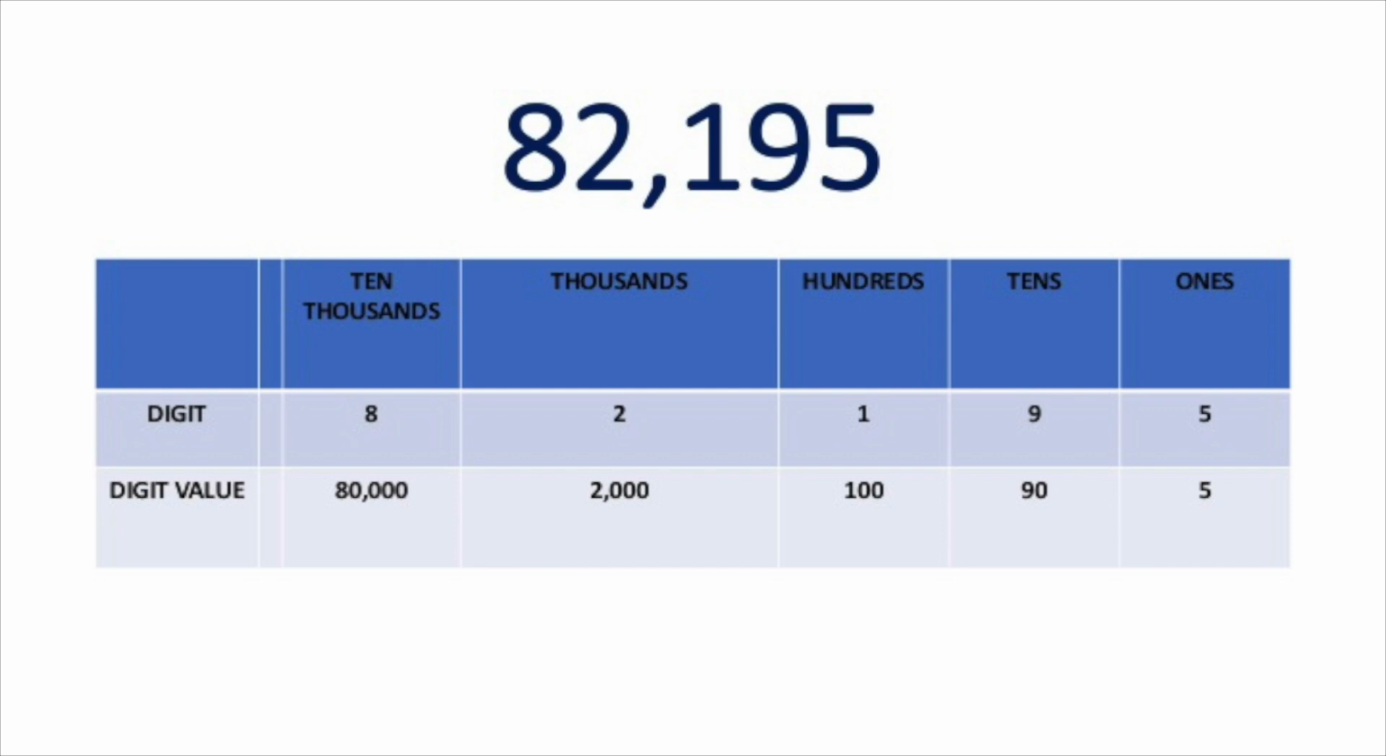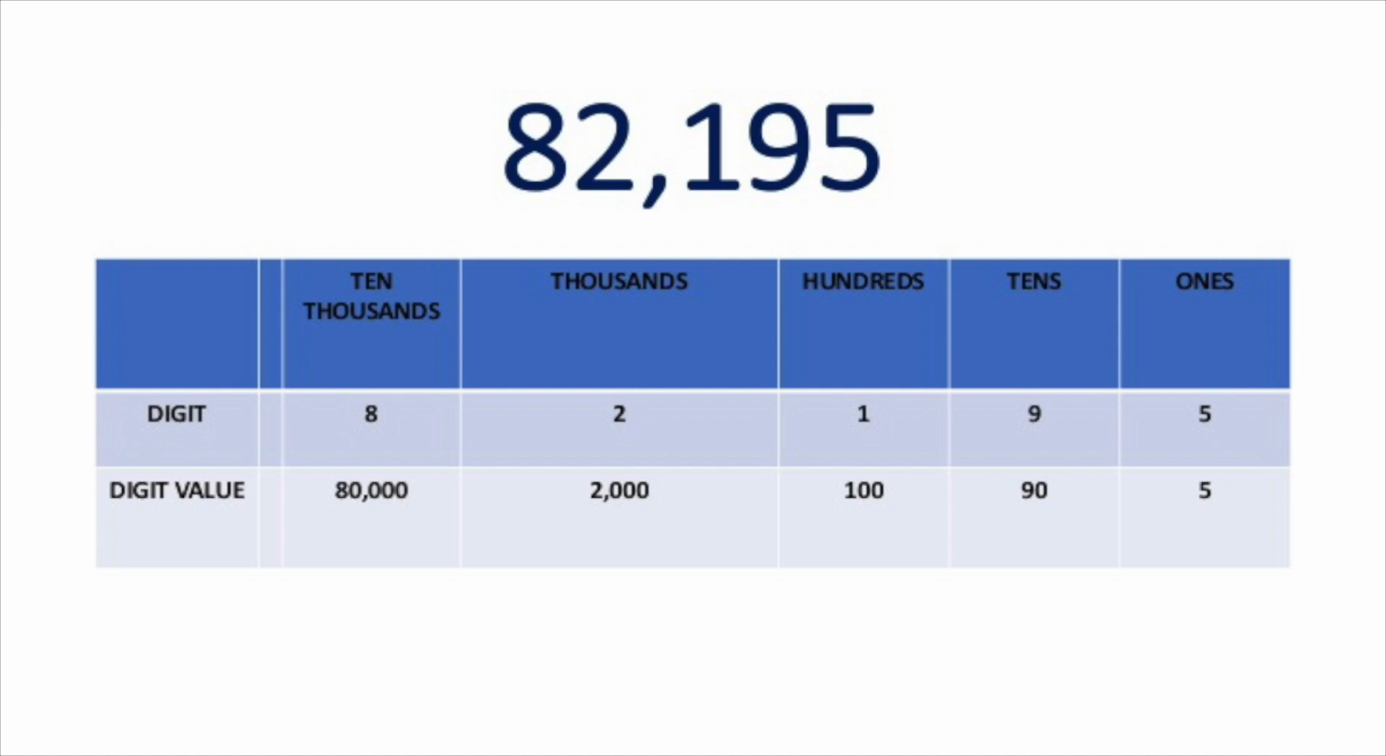100. So 1 times 100 equals 100. And how about the tens? 9 tens equals 90. And then how many ones? 5. So 5 times 1 equals 5.